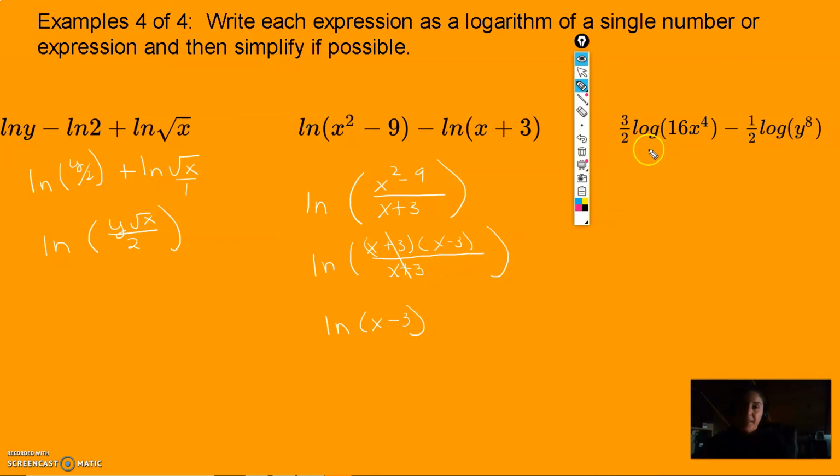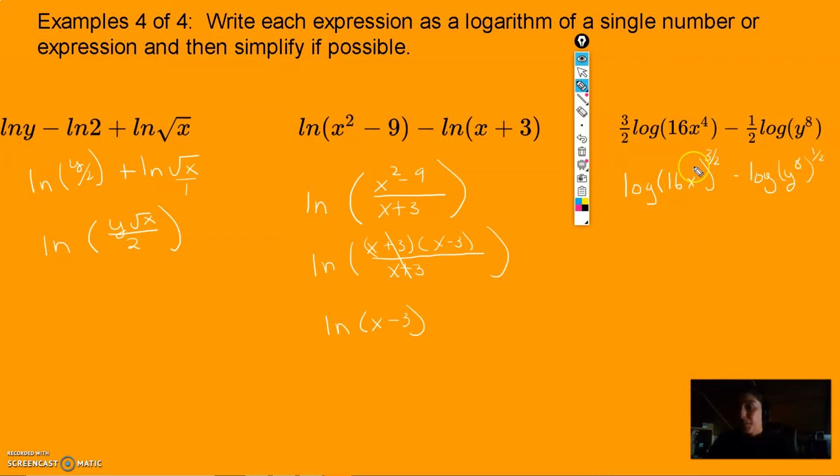Last one, and this is like the challenge problem of the whole thing. Okay, we need to turn this guy into a single log. I'm going to invoke some rules of exponents first though, and power rule. So let me do power rule first. So I'm going to take that 3/2 and put it up here, and I'm going to take that 1/2 and put it back on the exponents because we can do that.